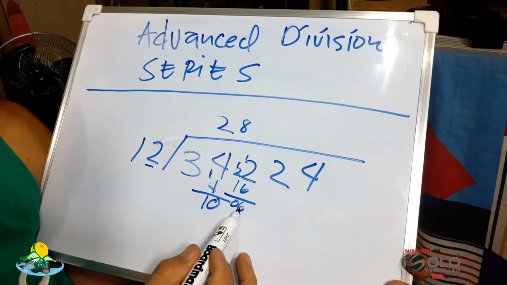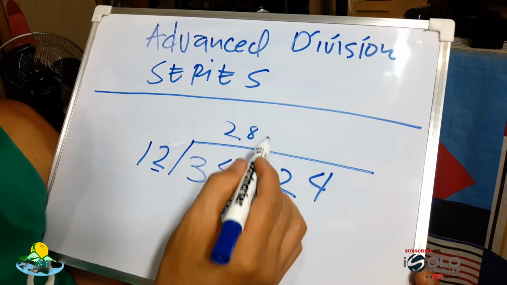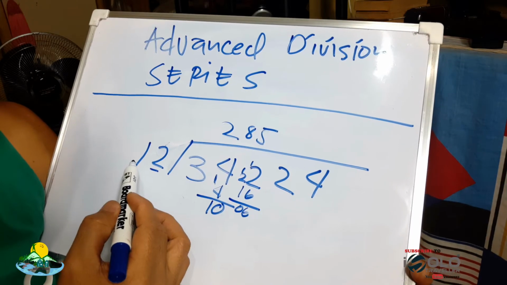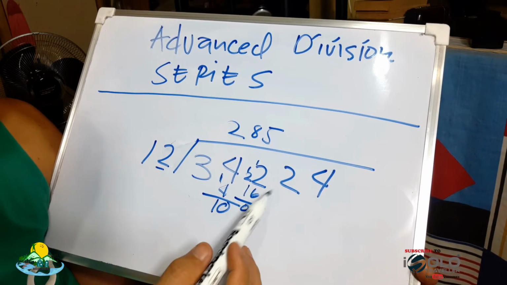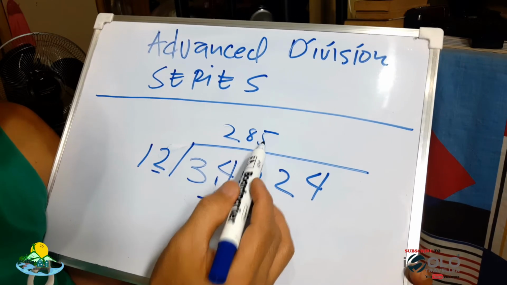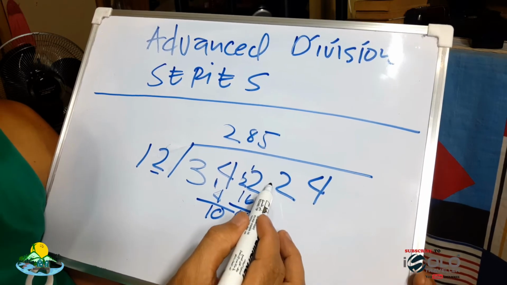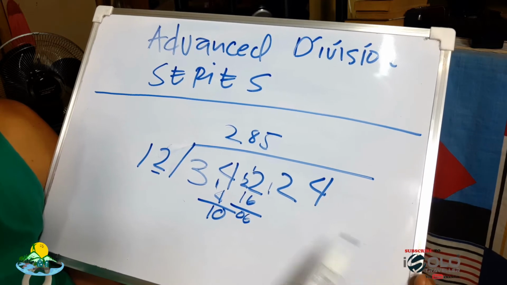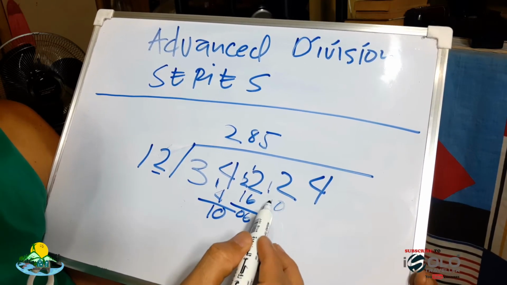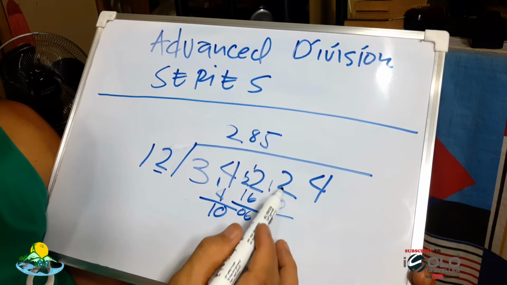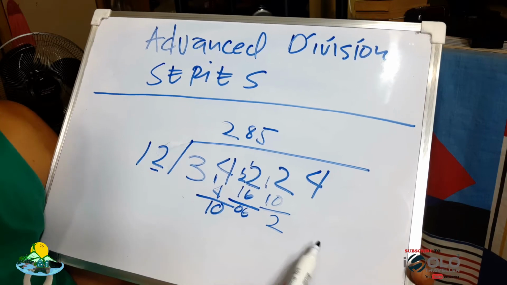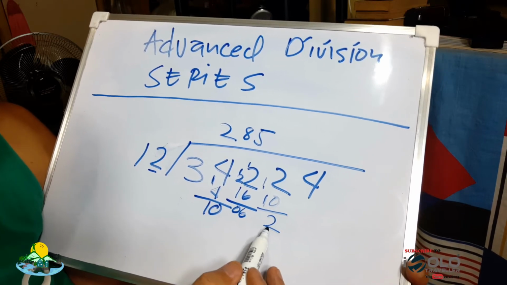Okay, 6 divided by 1 will get 5. Now 5 times 1, 5. 6 minus 5, you minus that 5 from 6. Answer is 1. Now 5 times 2, 10. You minus that again. 12 minus 10, 2. Okay, now this is now your new dividend, 2.